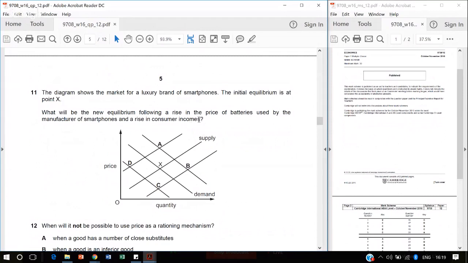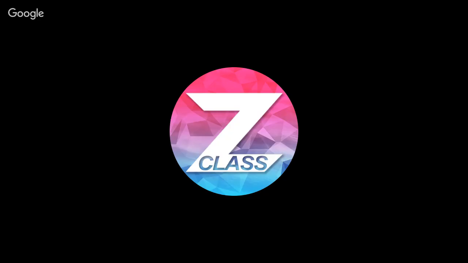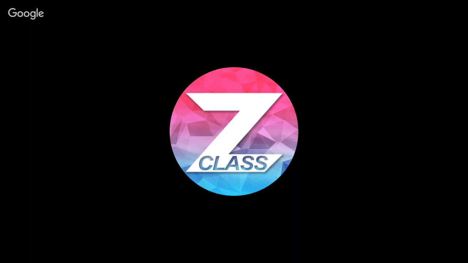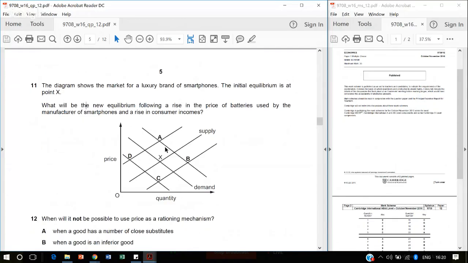What will be the new equilibrium following a rise in the price of batteries used by the manufacturer and a rise in consumer incomes? What did you think for this? Okay, so a rise in the price of batteries is a rise in the cost of production, so the supply curve will shift to the left. So your options are A and D right now. Yep. And then a rise in consumer incomes, because it's elastic, it'll shift to the right. It'll go to A, so we get a much higher price. If it was an inferior good, then it would go to D, correct? Rising price of batteries still shifts supply, and rising consumer incomes, so it would go down to D. Very good.